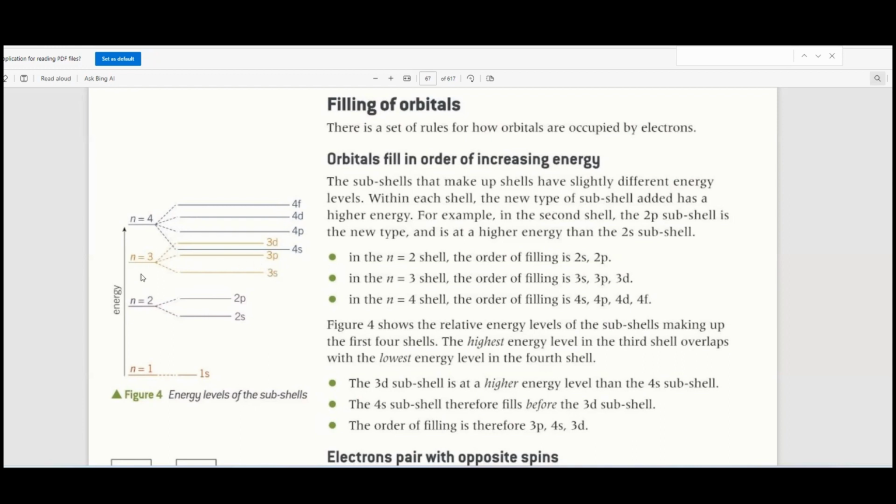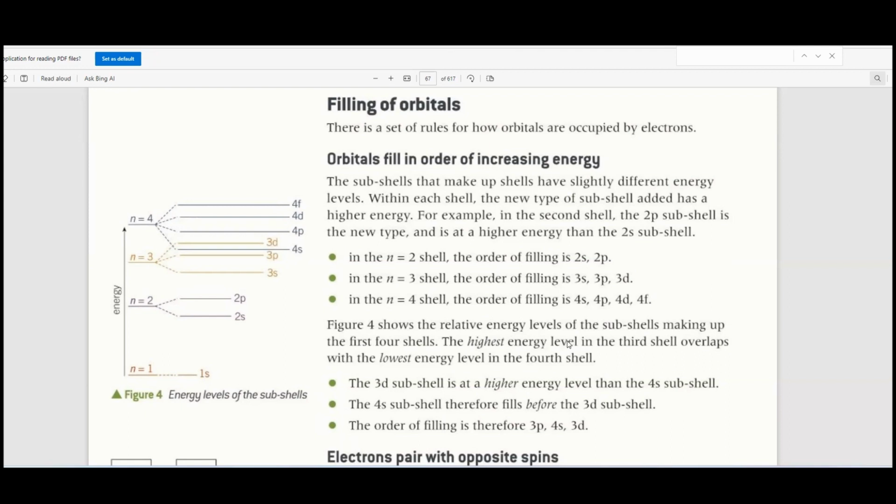But as you go into shell 3, 3d has almost the same energy as 4s, which is the first subshell of shell 4. So if they have the same energy, then S will be filled first and then D. That is a possible reasoning for this. And they did not use the word that 4s has greater energy. Sorry, 3d has greater energy than 4s.